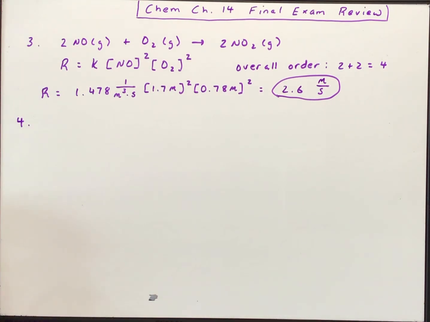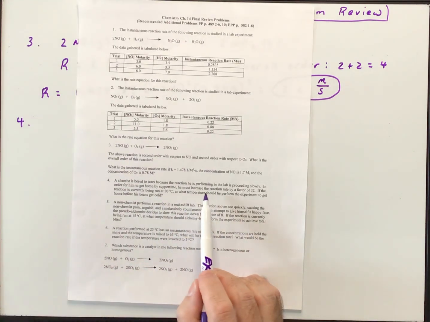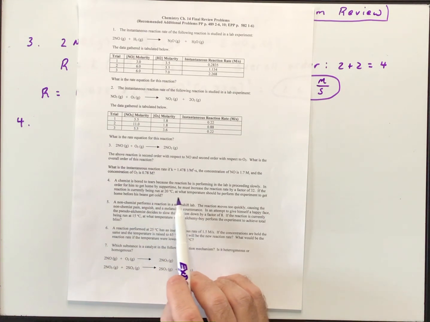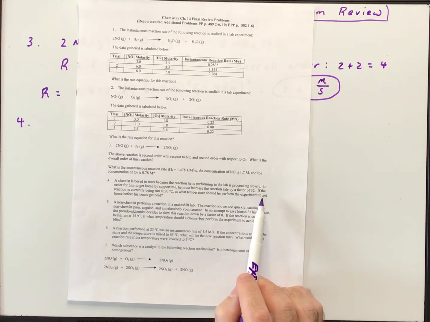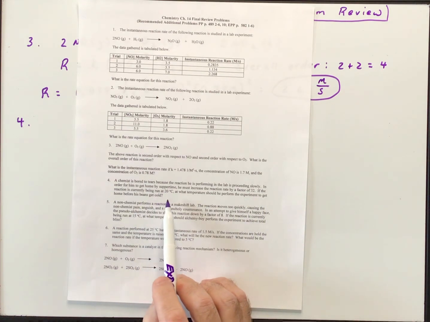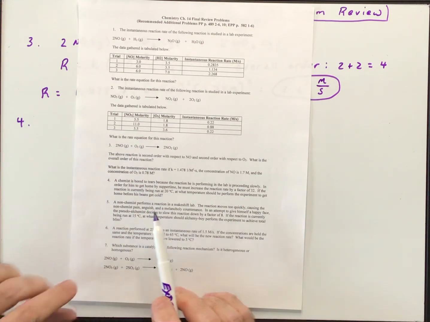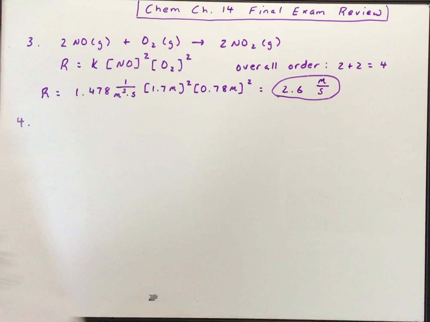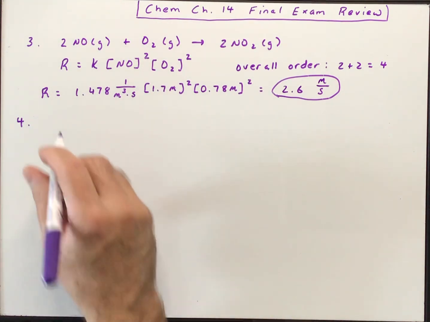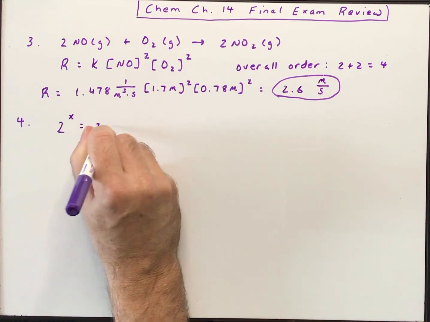Okay, number 4 says a chemist is bored to tears because the reaction he is performing in the lab is proceeding slowly. In order for him to get home by supper time, he must increase the reaction rate by a factor of 32. If the reaction is currently being run at 20 degrees C, at what temperature should he perform the experiment to get home before his beans get cold? All right, if he wants to increase it by a factor of 32, what you need to think of is 2 to what power equals 32?